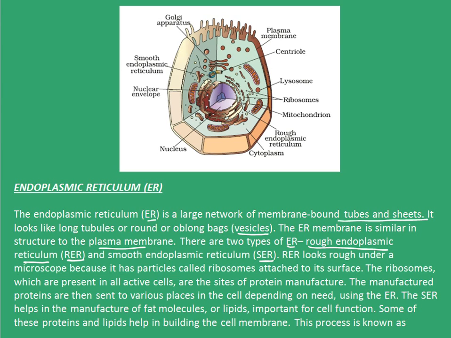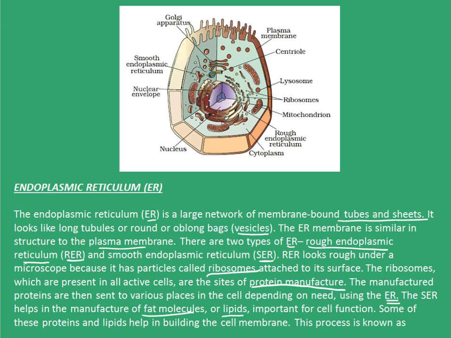The RER looks rough under a microscope because it has particles which are called the ribosomes attached to its surface. The ribosomes, which are present in all active cells, are the sites of protein manufacture. The manufactured proteins are then sent to various places in the cell depending on need using the endoplasmic reticulum. The SER helps in the manufacture of fat molecules or lipids important for cell function.